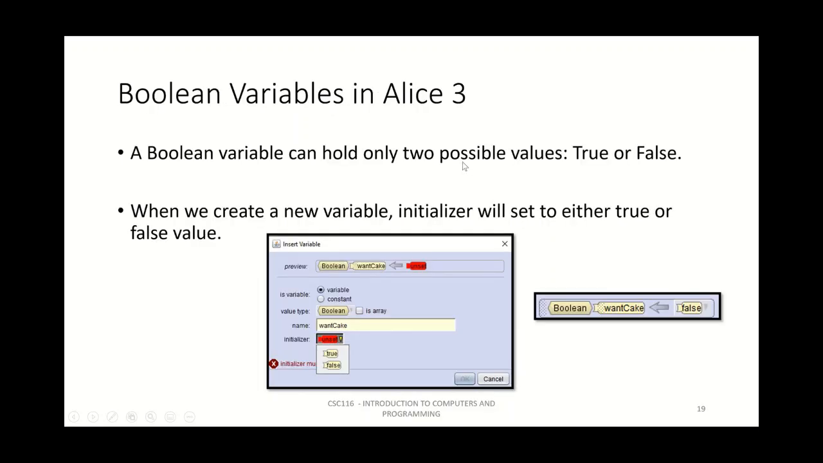Boolean variables in ALICE 3. Boolean variables can hold only two possible values, either true or false. The process of creating a variable is the same as creating a variable that we learned in chapter 5 previously, except for the value type. Because we are using these operators, the value type you need to choose is Boolean. For the initialized value we have two values, either true or false.